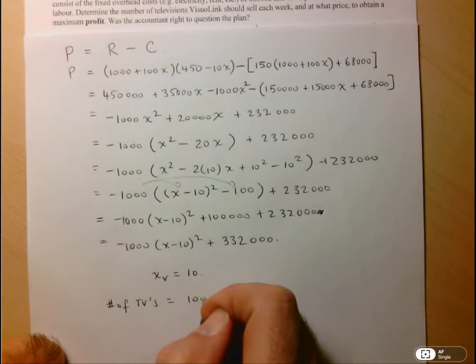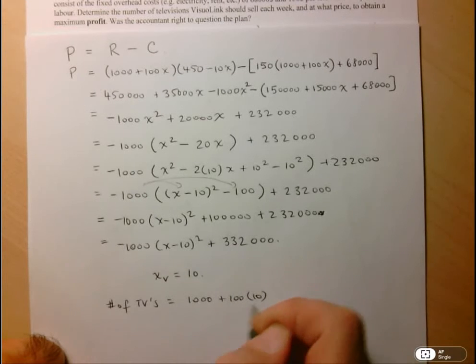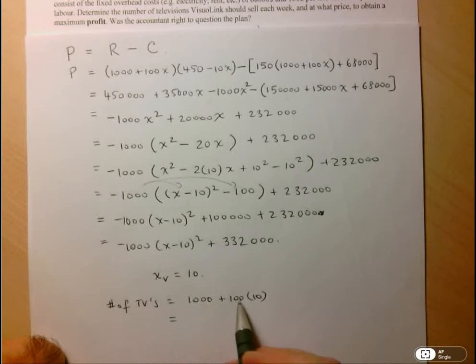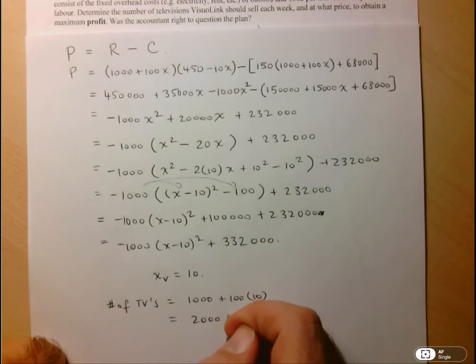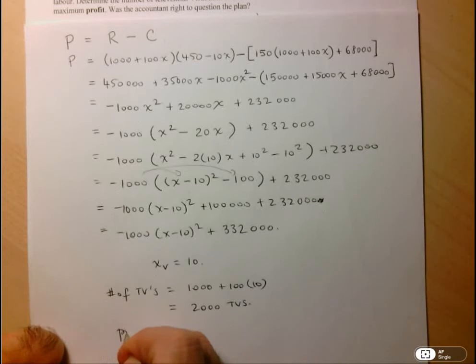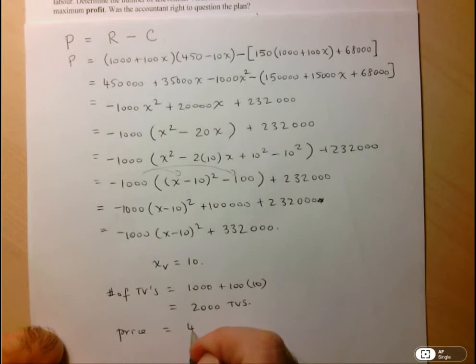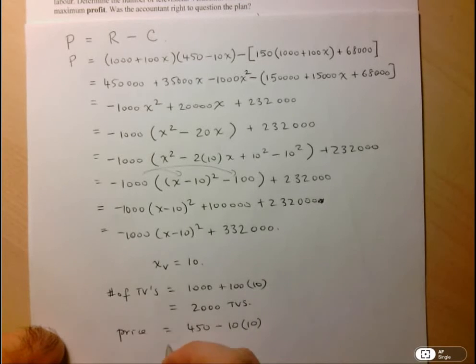So 1,000 plus 100 times 10. So here it's 1,000 plus 1,000, so it looks like it's 2,000. Sorry, 2,000 TVs is what you should expect to sell. And for the price per TV, well, that's given by this expression here. So 450 minus 10 times 10. So 450 minus 100, so $350.